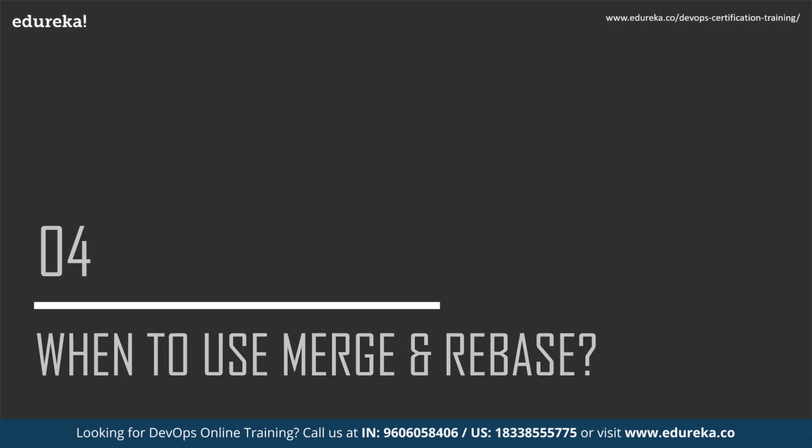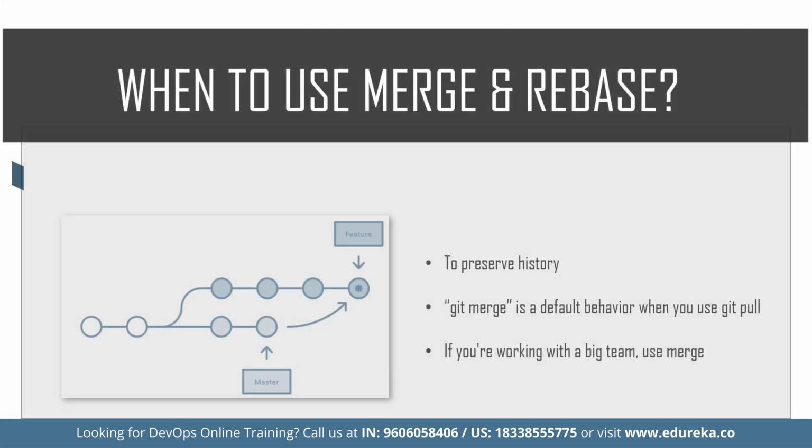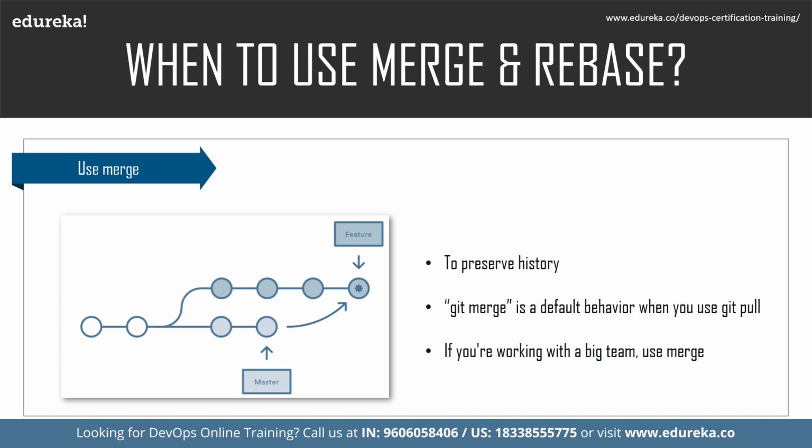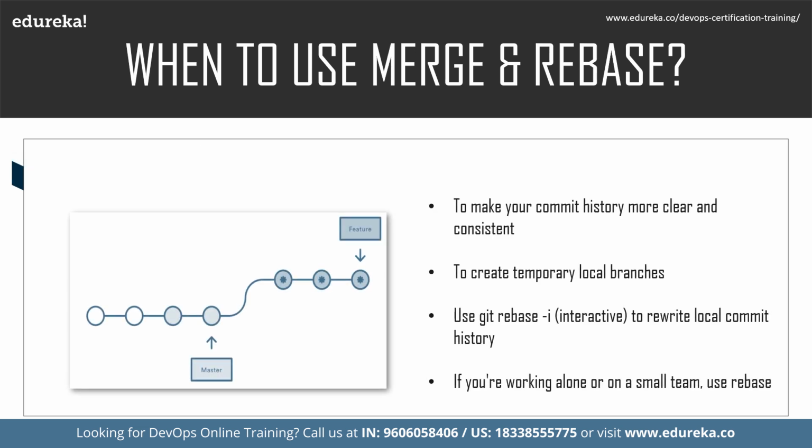Moving on, we'll discuss when to really use both of these commands. Now, if you want to see the history completely the same as it has happened, you should always use merge. Merge preserves history, whereas rebase rewrites it. Git merge is a default behavior when you use git pull. Use it as a default if you're not bothering about commit history and want to avoid further problems. Learn to use merge when you're always working with a big team. Now moving on, let us understand when we can use rebase.